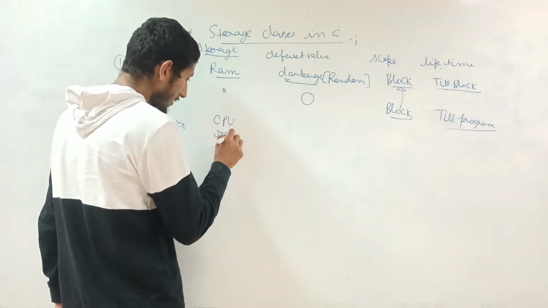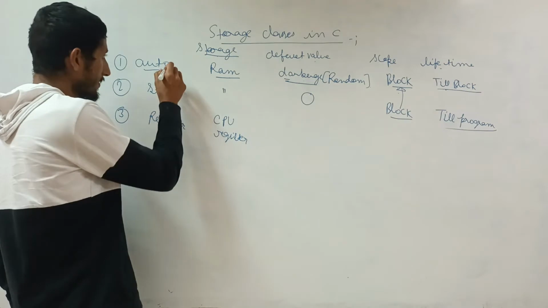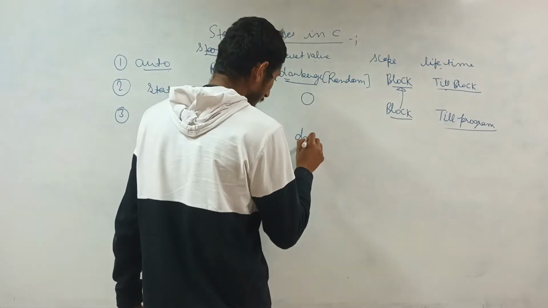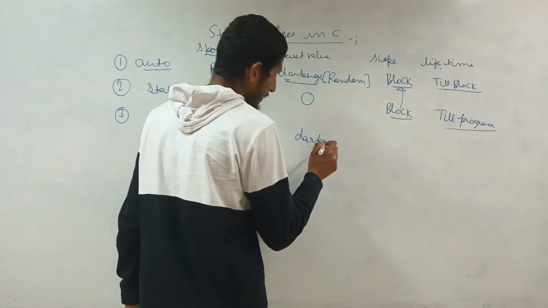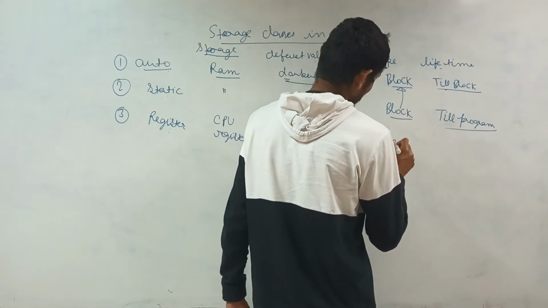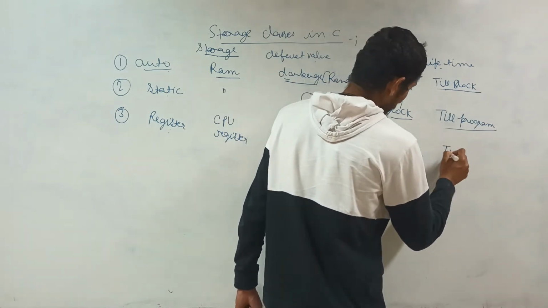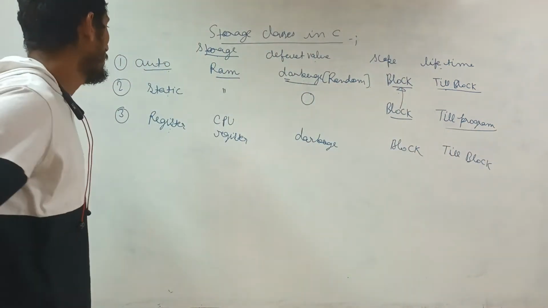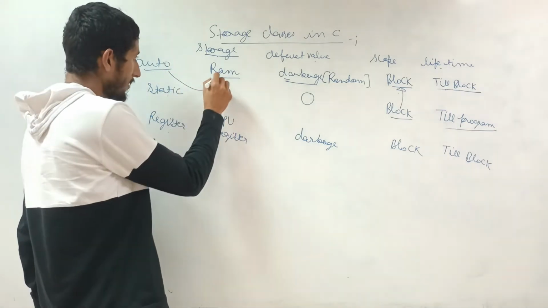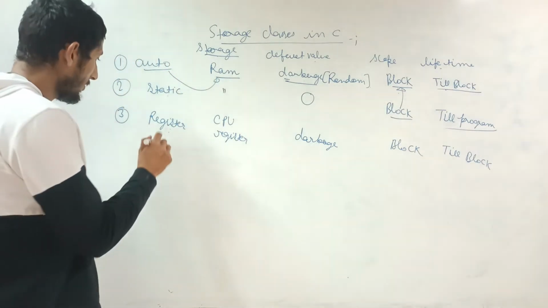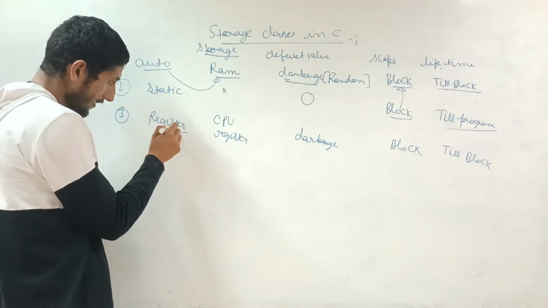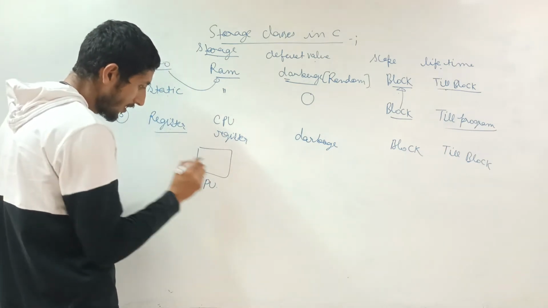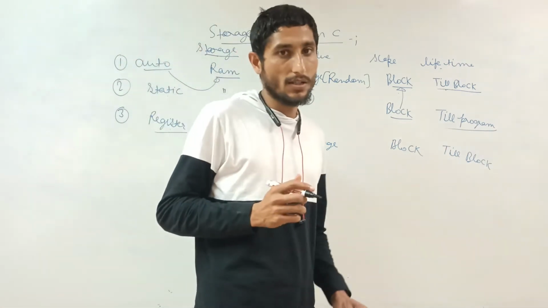The only difference between register and auto classes is storage. So what is the meaning of this? Whenever you declare a variable as auto, your variable is assigned a memory inside the RAM. But whenever you take a variable as register, it will allocate a memory inside the CPU register. And the speed of the CPU register is extremely fast.